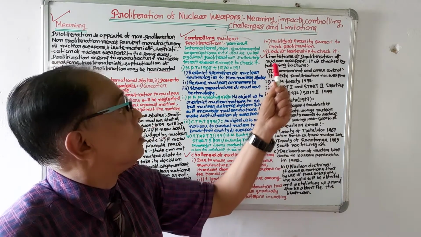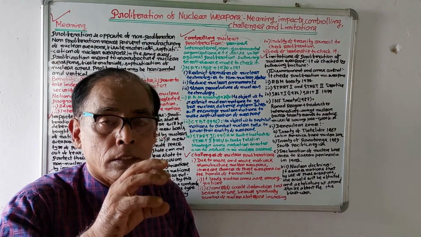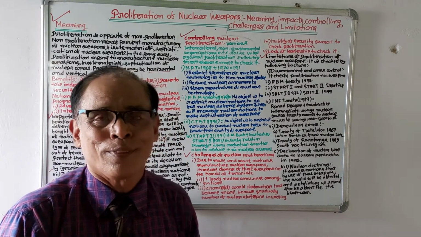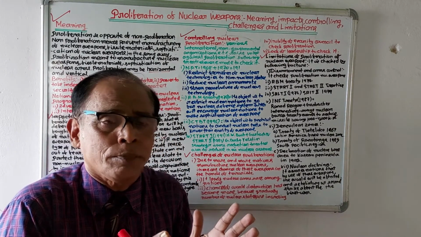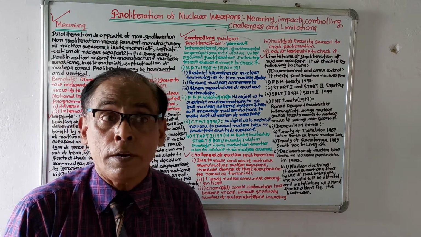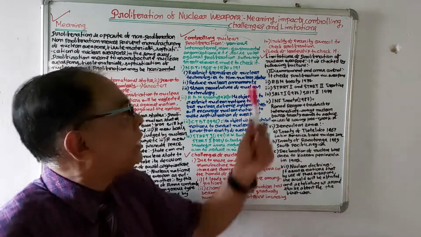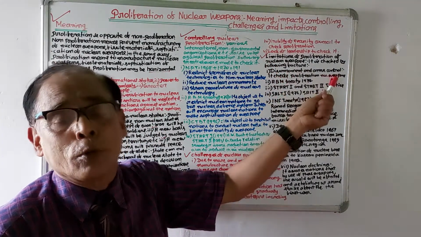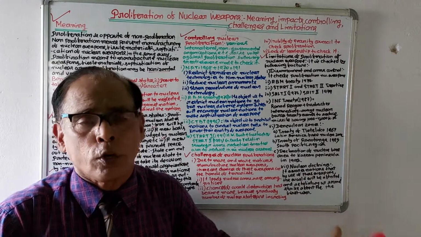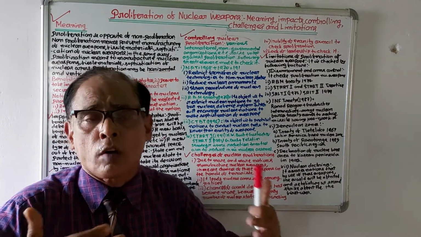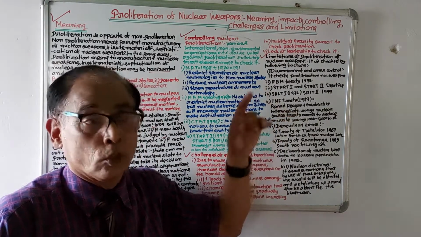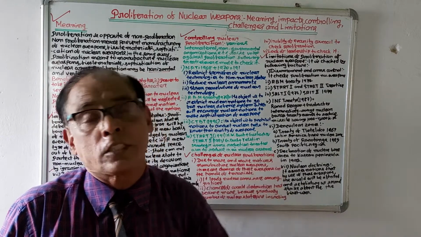So now we take up major limitations for the proliferation of nuclear weapons. More and more nations are preparing nuclear weapons, but they are being checked by some factors. First factor is disarmament and arms control. In the world, disarmament movements, arms control movements, arms control treaties and disarmament treaties are going on to check proliferation of nuclear weapons. So disarmament and arms control is a check on the proliferation of nuclear weapons.